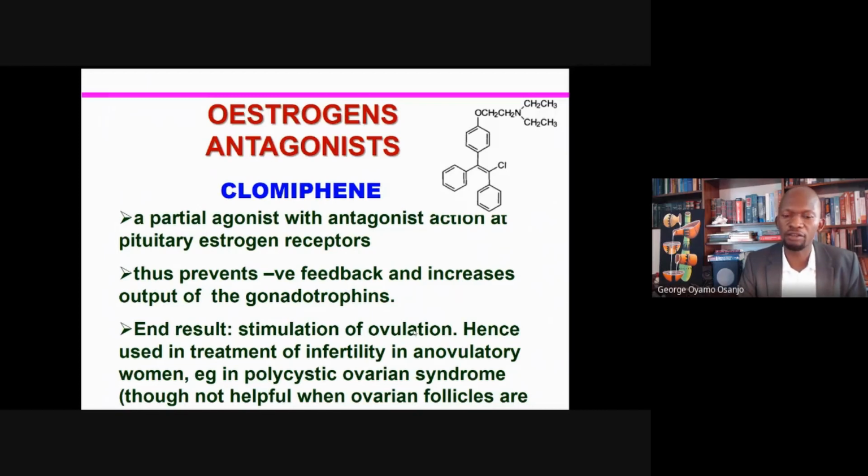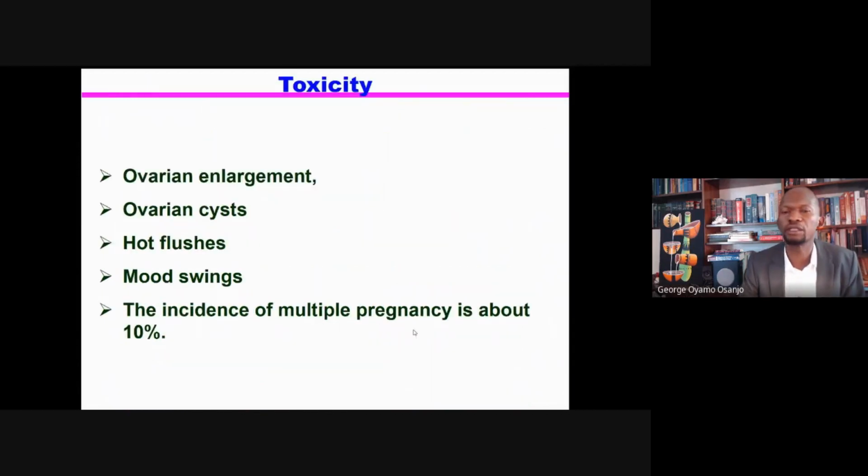The result of this is that FSH and LH stimulate ovulation, and therefore clomiphene is used in the treatment of fertility in anovulatory women, for example, women with polycystic ovarian syndrome. Clomiphene, though, is not helpful in females in whom the ovarian follicles have been depleted, for example, in premature ovarian failure. The adverse effects of clomiphene include ovarian enlargement, ovarian cysts, hot flashes, and mood swings. Clomiphene is helpful in about 40% of women, but in those women, the incidence of multiple pregnancy is about 10%. That is, you have twins and triplets in about 10% of the women who have received clomiphene treatment.